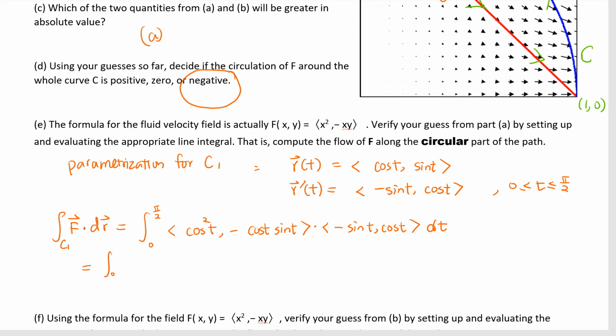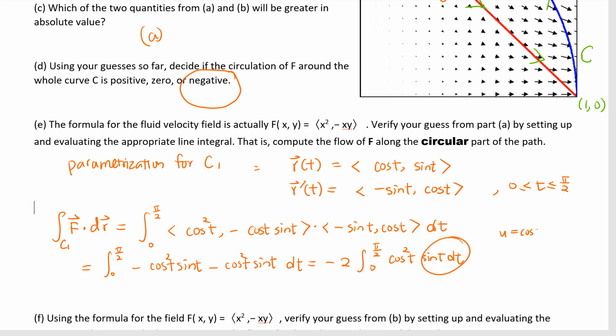Alright, so let's calculate the dot product. Cosine squared times minus sine t is minus cosine squared sine t. And then we also have minus cosine squared sine t, dt. And what is that? Well, we can combine them. We get negative 2 times the integral from 0 to pi over 2 of cosine squared t sine t dt. Do you realize that sine is kind of the derivative of cosine? So here we can do a u substitution.